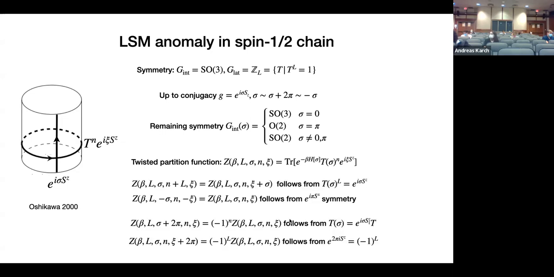For example, we get these two relations just from operator identities. They are really just consequences of operator identities in the lattice model, but now phrased as relations of the partition function on the parameters. For example, if we increase n by L, because of the relation T to the L equals e to the i sigma Sz, it means that we have to shift psi by sigma. So this is one relation.